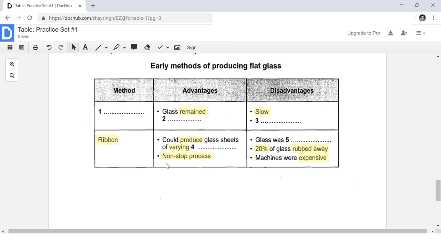So let's go ahead and look for these keywords. Keep in mind, we are looking for 2 specific methods. One of them is already mentioned, ribbon. The other one we have to find out. And then we just have to look for a discussion regarding the advantages and disadvantages associated with these methods. So which one do you think is going to be the easiest keyword to find here? 20%, right? That's the easiest one.